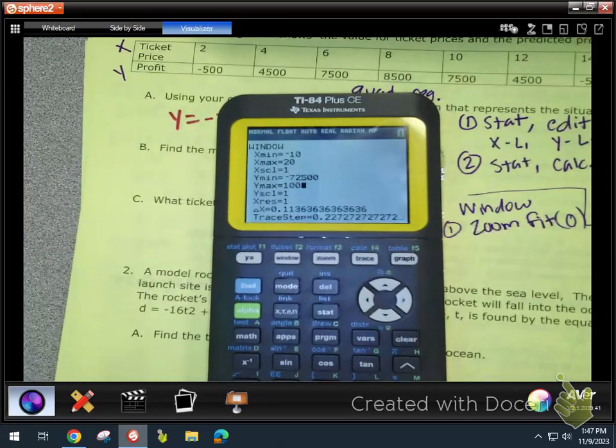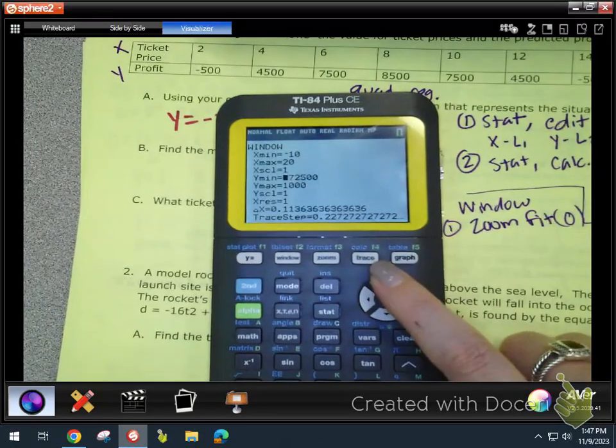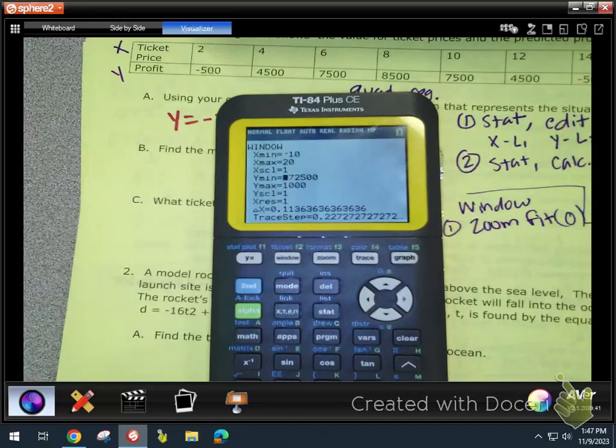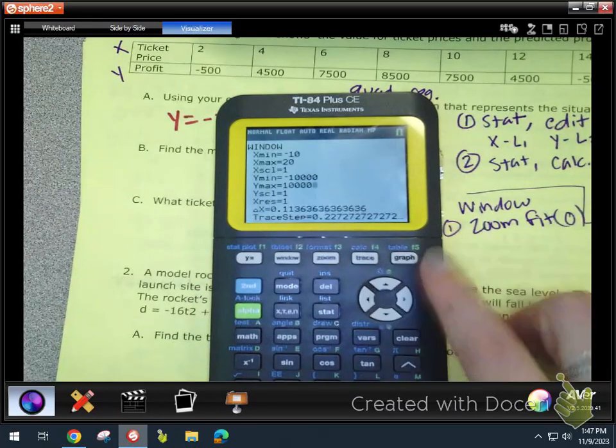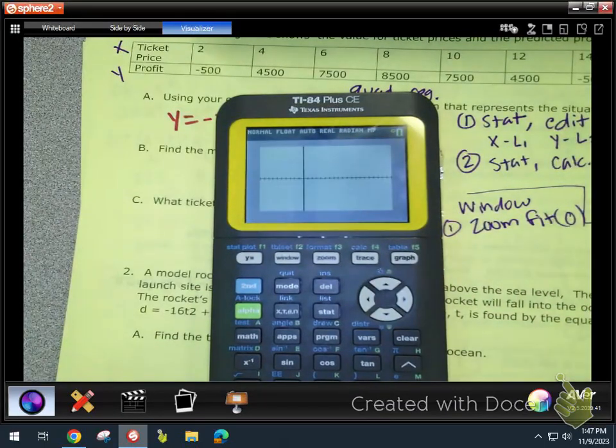Let's try that. And then usually what I like to do is match my Y minimum, but make it negative. So let's try negative 10,000. It'll just make it a little bit more balanced. I'm at 1,000. I meant to do 10,000. Mine didn't change at all. All right, let me see.